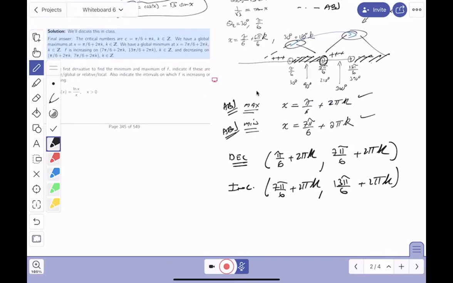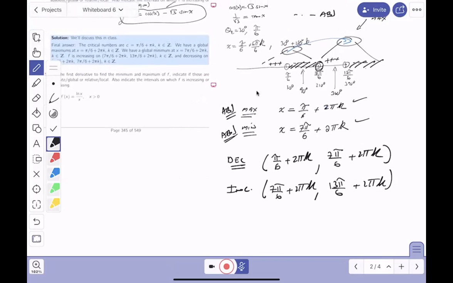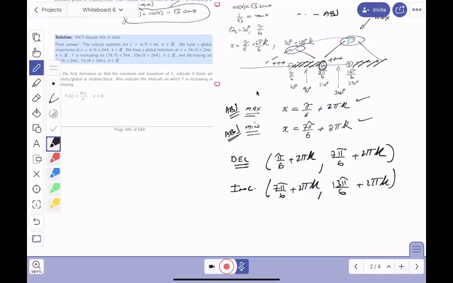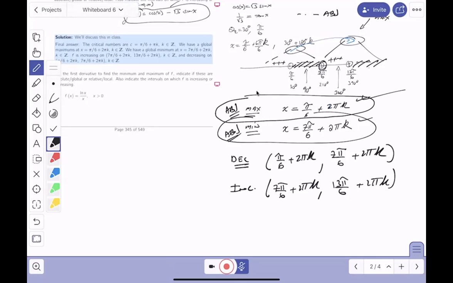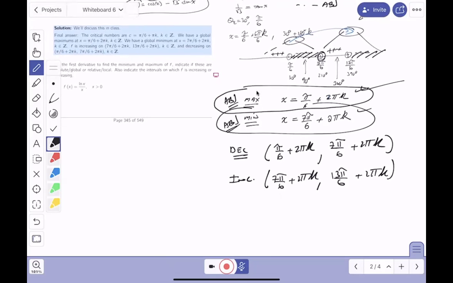I make mistakes all the time, by the way. So let's see, we have a global maximum at pi over 6 plus 2 pi k. I got that part. Global minimum, 7 pi over 6 plus 2 pi k. I got that right. Increasing, that's over here.